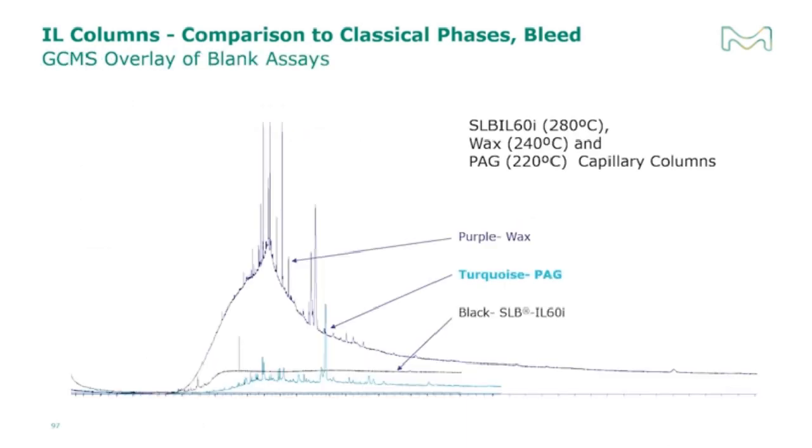So to compare all three, again, the wax is in the purple, the PAG is the turquoise, and the SLBI-60I is the black line. Again, we're comparing 280 versus 240 versus 220 degrees. So it easily shows that we can utilize the SLBI-60I, with similar polarity or selectivity to a wax phase, in a mass spectrometer with very low background. So we can get good quantitation and good performance of that column in a mass spec system.